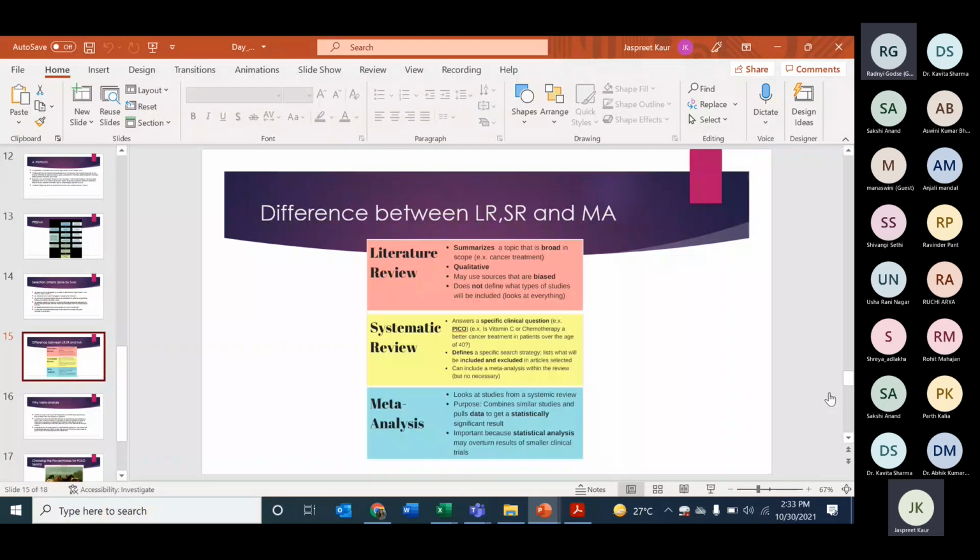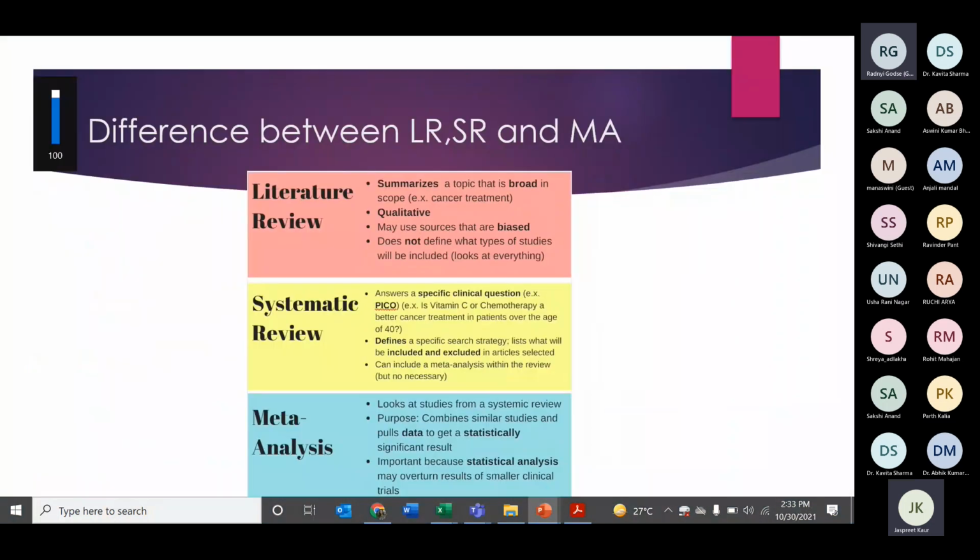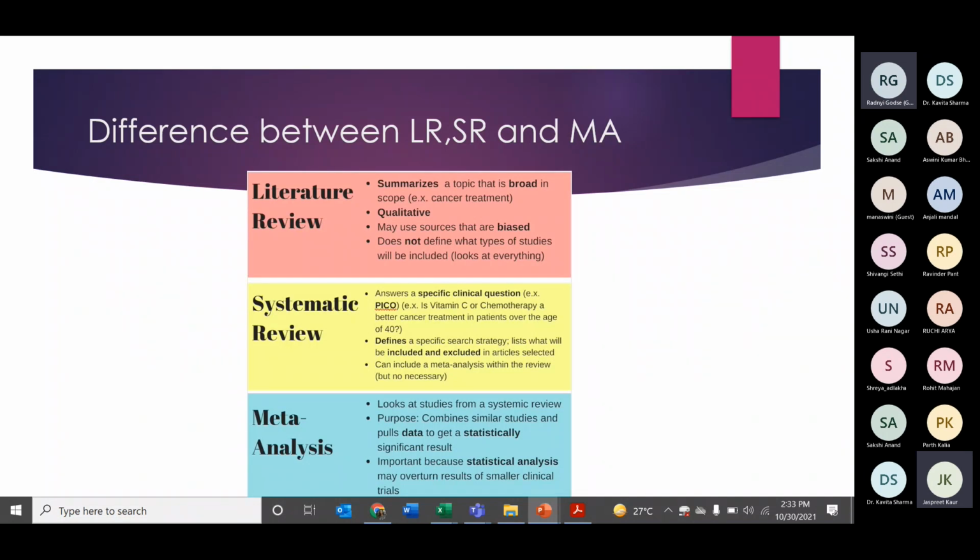If you've really understood the difference between an SLR, meta-analysis, and literature review: the literature review just summarizes a broad topic and it is absolutely qualitative and biased. It does not have any definite protocol to be followed when you include or exclude studies. Vis-a-vis that, a systematic review has the research objective defined as a PICO. The inclusion exclusion criteria have to be noted. So it is more of a systematic method, something that comes from sciences, and the inclusion and exclusion criteria are very, very important when we are doing a systematic review paper.